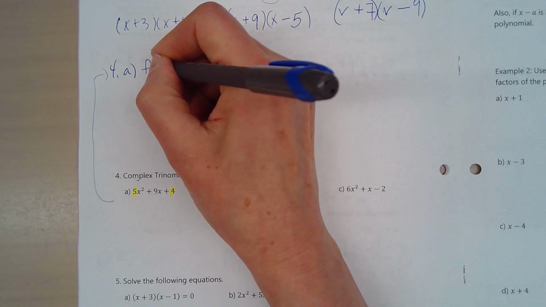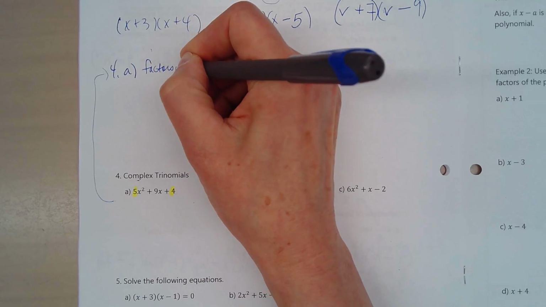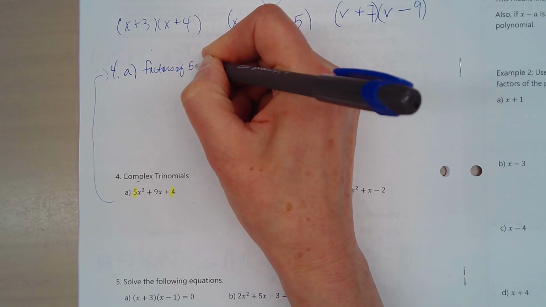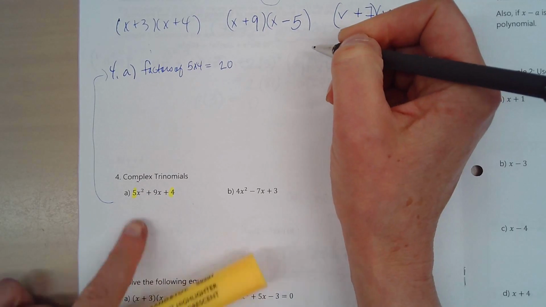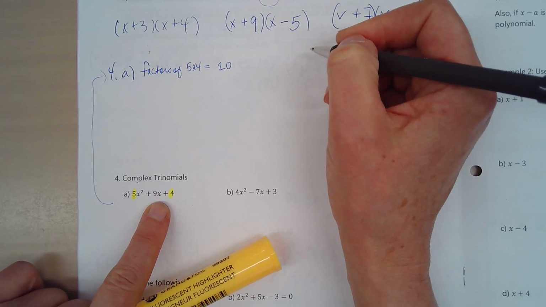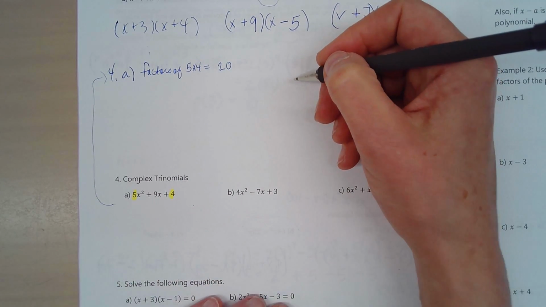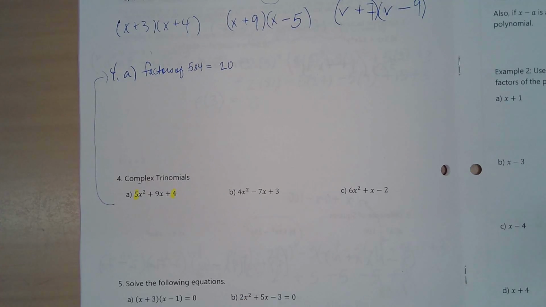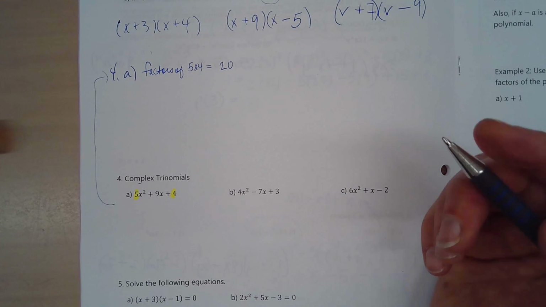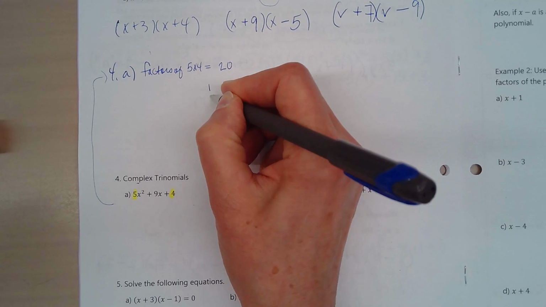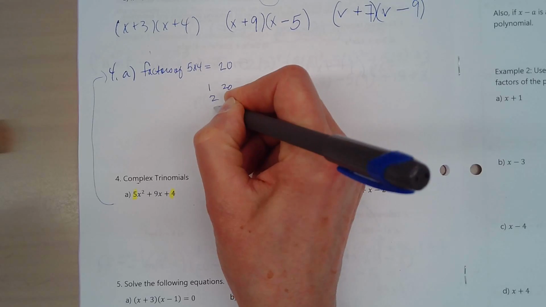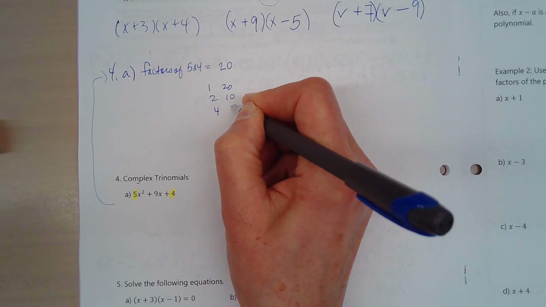So I look for factors of 5 times 4, positive 20, okay? And everything's positive here, so it's kind of nice. I'll have to do a negative one as well. So what I do is I list, if you're just beginning or you're really rusty, I list my factors of 20 in pairs. So I have 1 and 20, 2 and 10, 4 and 5, and I believe that's it, right?